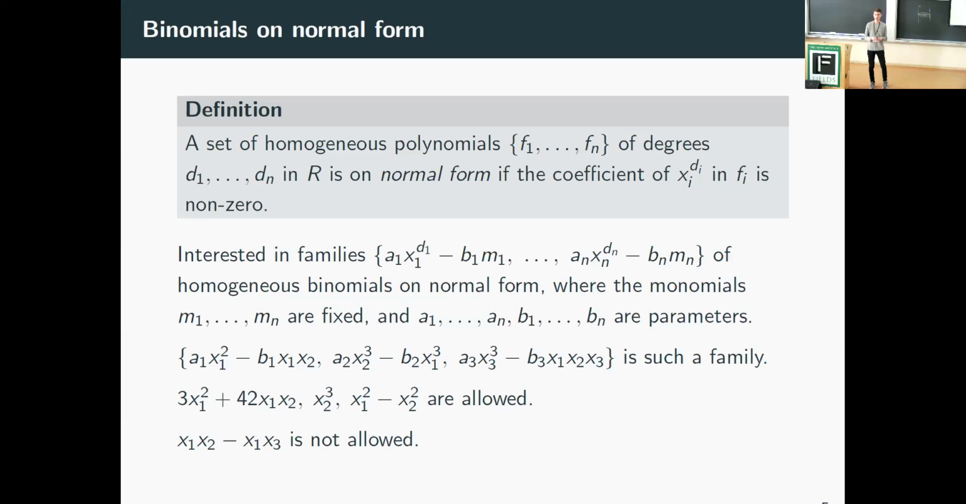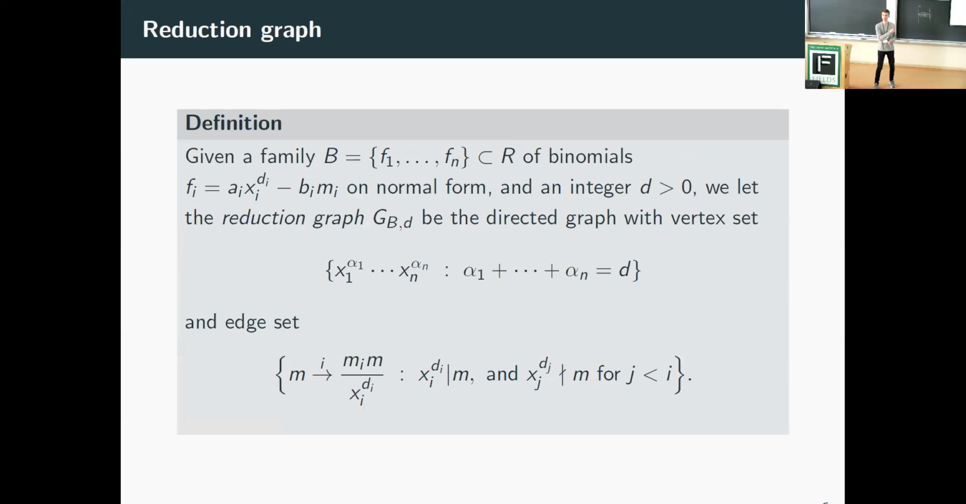Okay, but now the question is, how are we going to study these families of binomial complete intersections? Well, the following will be our main tool for trying to understand them, something that we like to call the reduction graph. So what is that? Say that we have a family B here of binomials of normal form and fix some integer d.